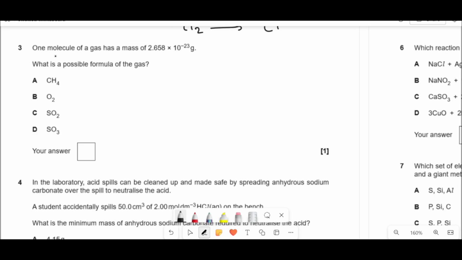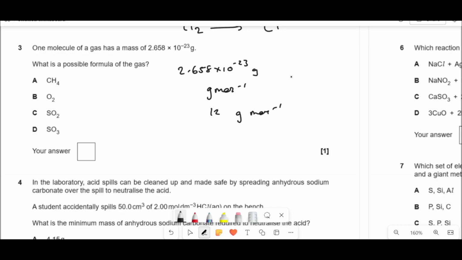Next it says one molecule of the gas has a mass of this. What's the possible formula of the gas? One molecule in its entirety is 2.658 times 10 to the minus 23 grams. All of your periodic table masses are in grams per mole. For example, if you look at carbon, it has a mass of 12. It's telling you 12 grams per mole, which means 1 mole weighs 12 grams.